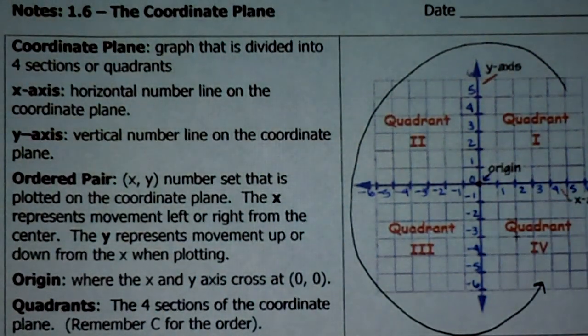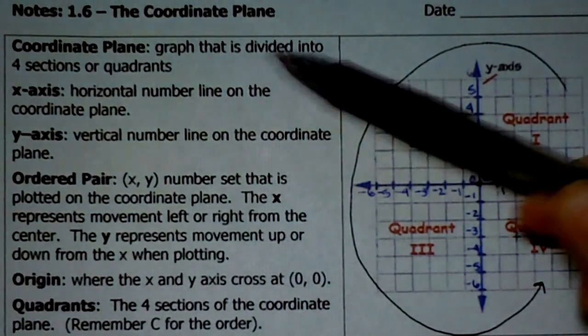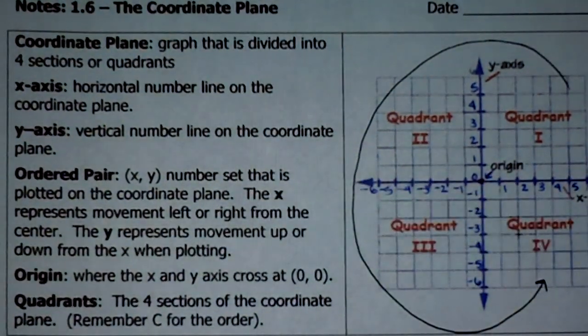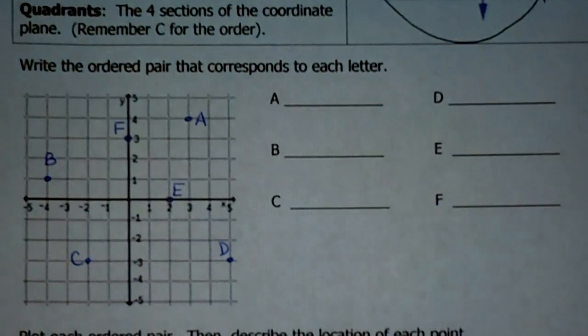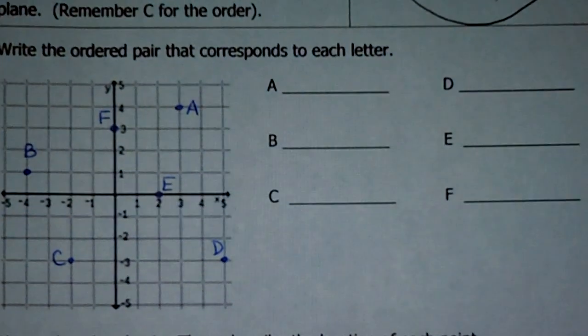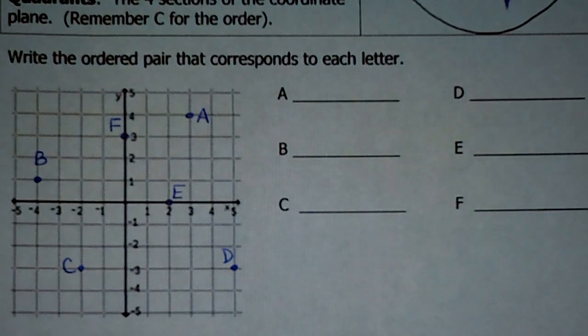All right, our goal today, not only do I want you to know all this vocabulary, all this means, I want you to be able to write an ordered pair from points given on a graph or a plane or a grid, all kinds of words you can use. And I also want you to be able to plot an ordered pair if I give that to you and tell me where it's located. So we're going to start by writing ordered pairs.